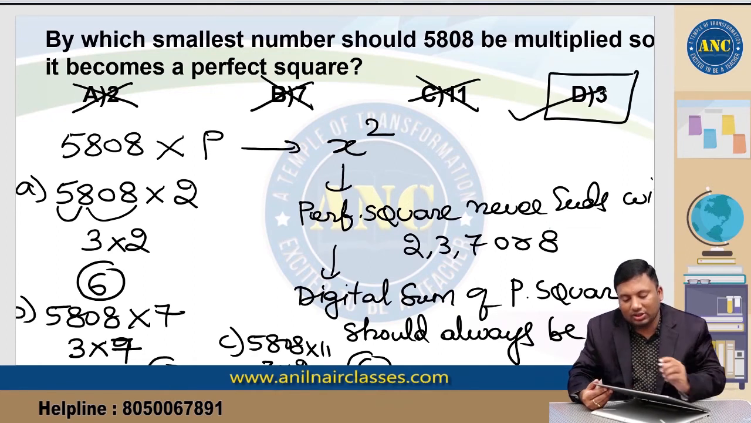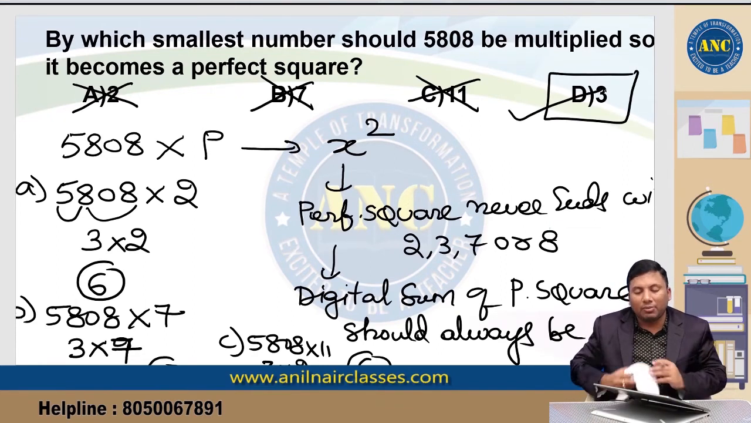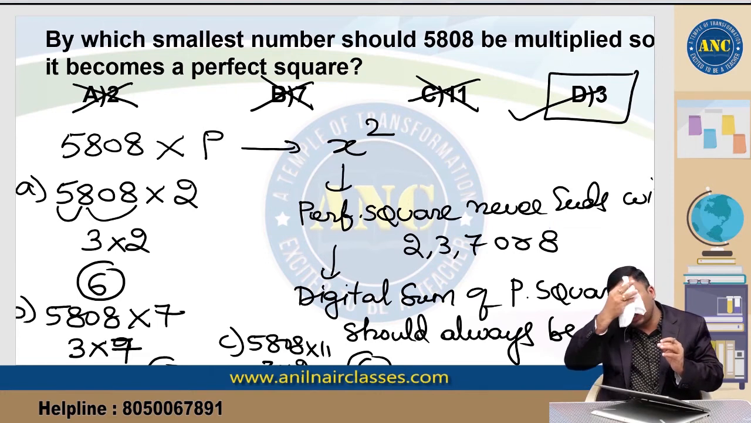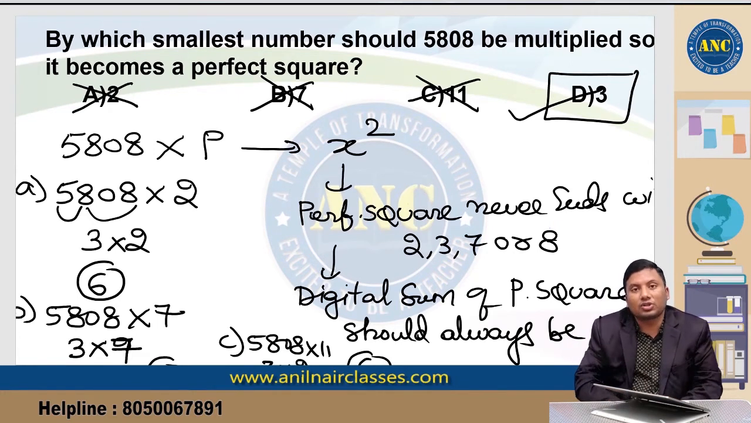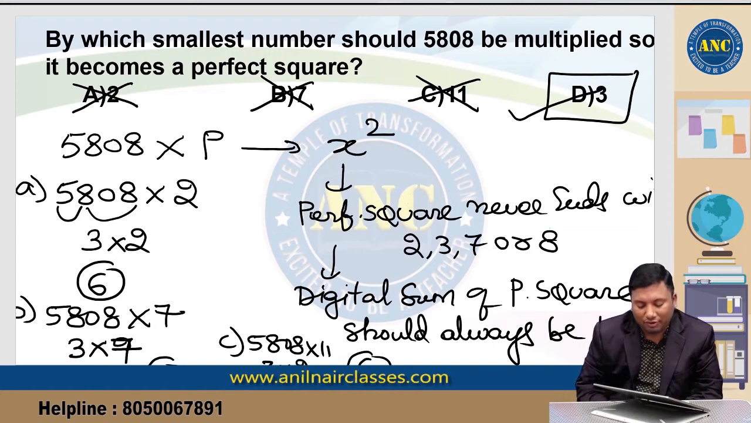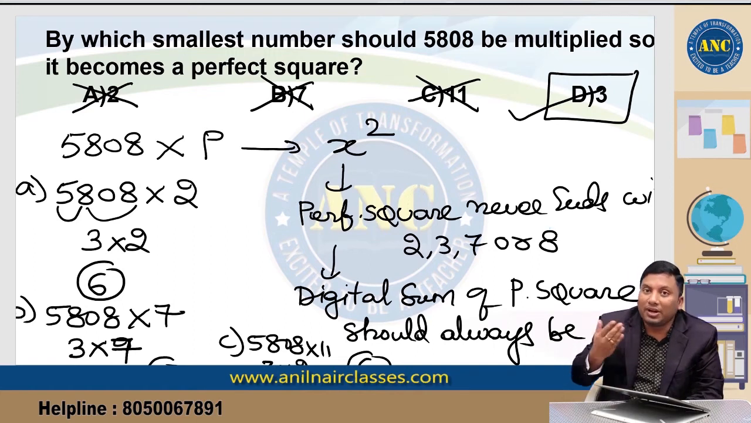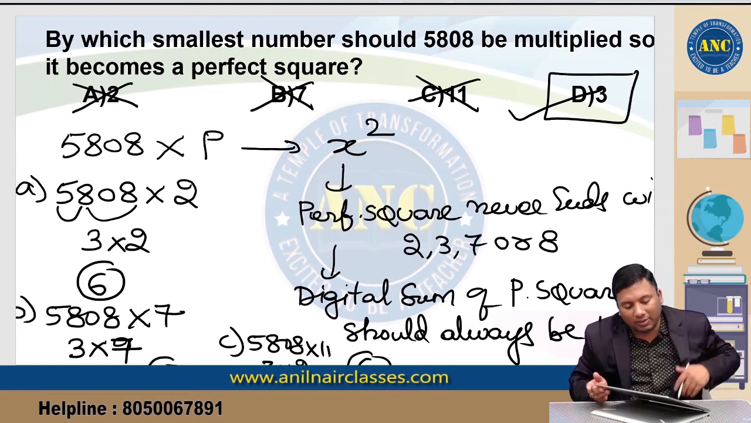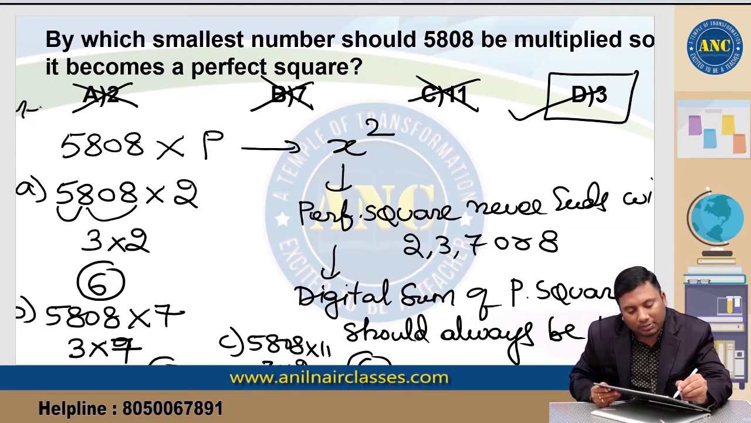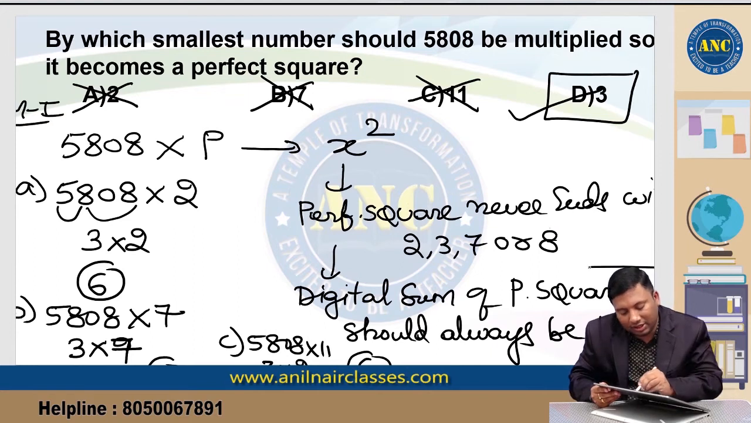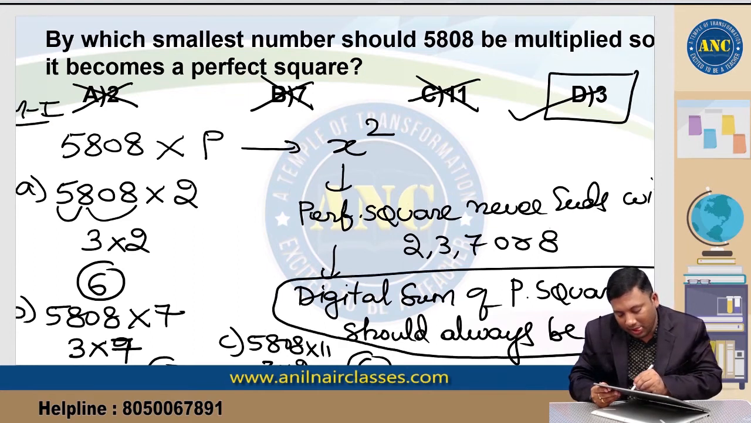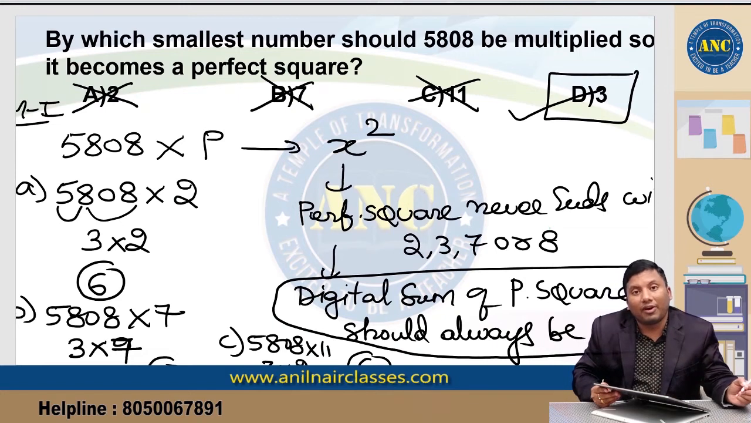So the answer is 3. That means in the third problem, you are able to use the logic that a perfect square should have digital sum 1, 4, 7 or 9. If you observe the previous problem, it was not the effective method, but in this problem, this is the effective method. This is method 1, based upon the concept that every perfect square should always have digital sum 1, 4, 7 or 9. I hope the idea is clear.